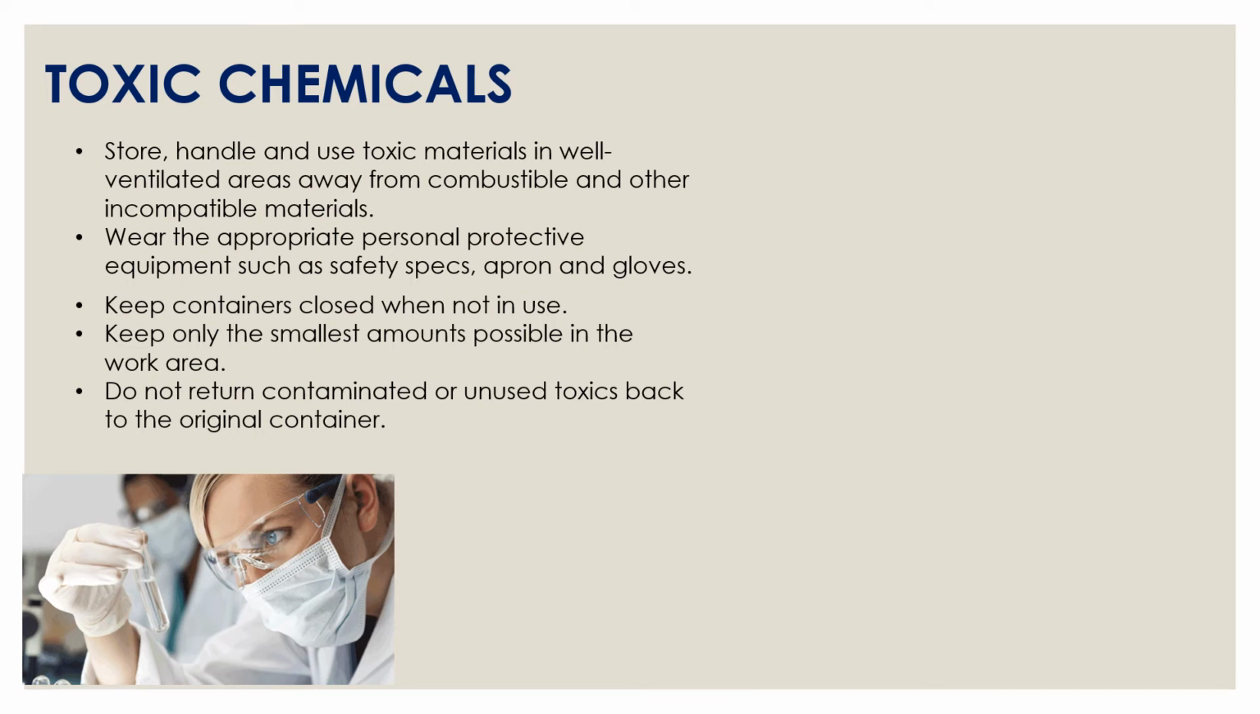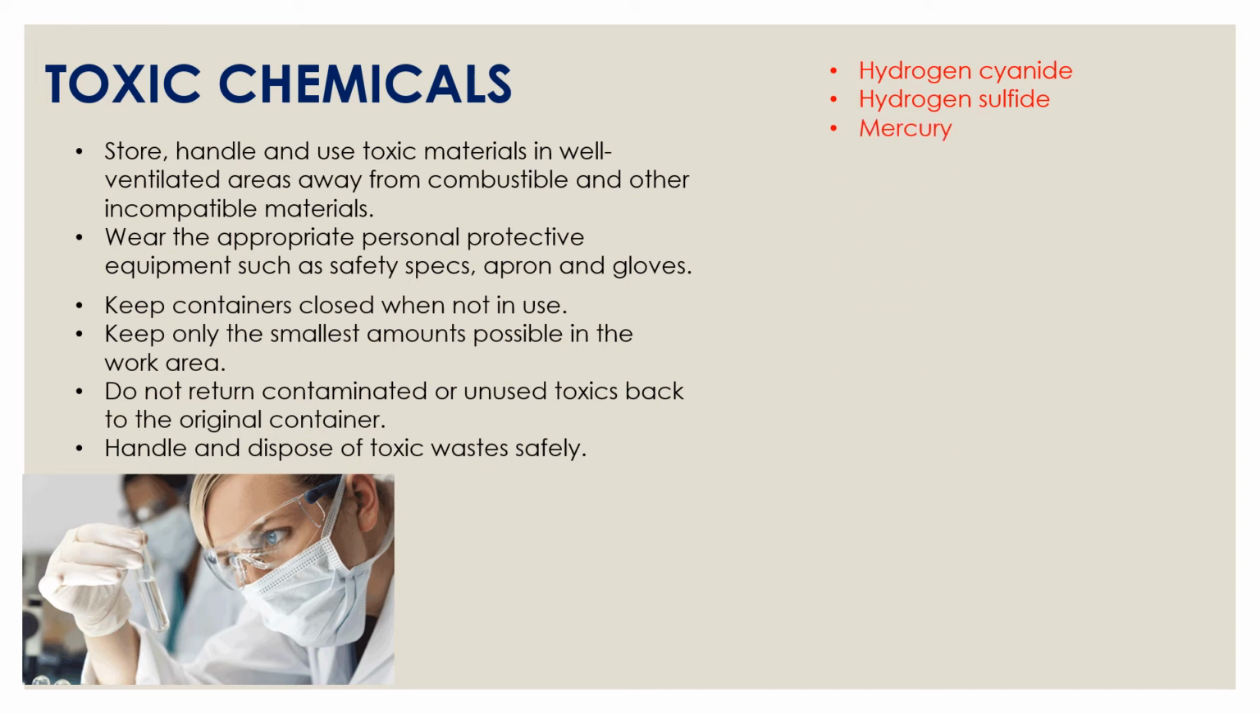So, some of the things we have to always keep in mind whenever we have toxic chemicals around us is to handle and dispose these toxic chemicals in a safe manner. Some of the examples of the toxic chemicals are hydrogen cyanide, hydrogen sulfide, mercury, lead, formaldehyde, chloroform, methanol, acetonitrile.